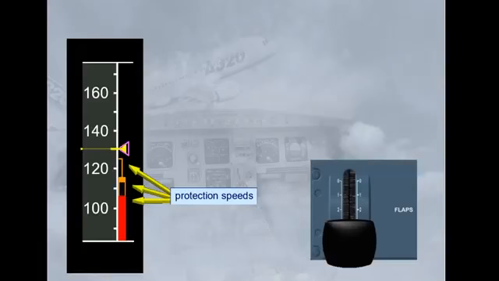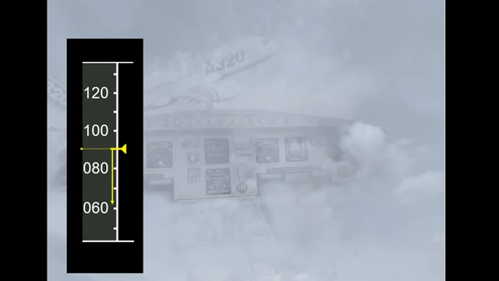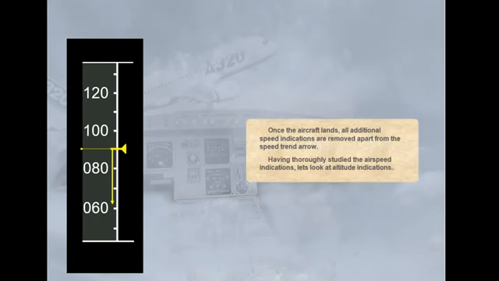There are indications associated with speed and angle of attack protections. These protection indications will be discussed in the flight control modules. Once the aircraft lands, all additional speed indications are removed, apart from the speed trend arrow. Having thoroughly studied the airspeed indications, let's look at altitude indications.